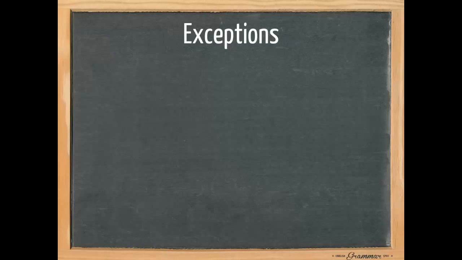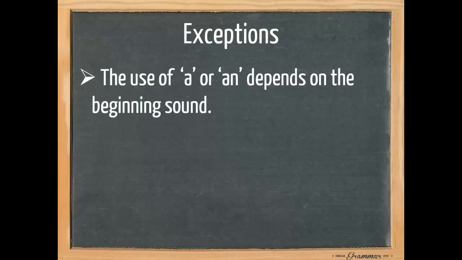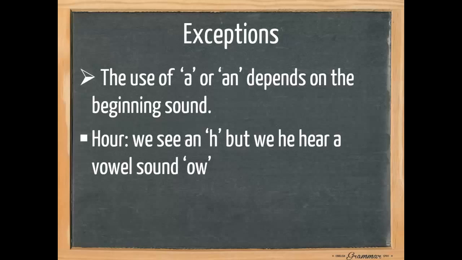Now there are some exceptions. The use of a or an depends on the beginning sound, so the word might start with a consonant or a vowel, but we really need to listen at how the word is pronounced. For example, hour. We see an H, but we hear a vowel sound at the beginning, "our", and not "hour". So, what do we do in this case? We use the article an because we hear a vowel sound, so we say an hour and not a hour.